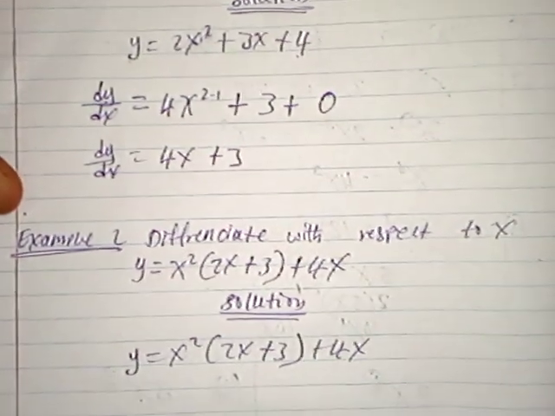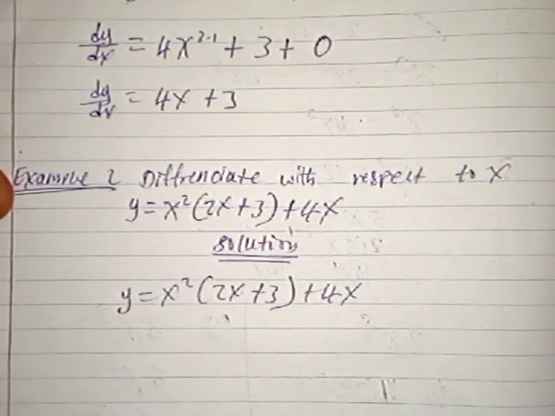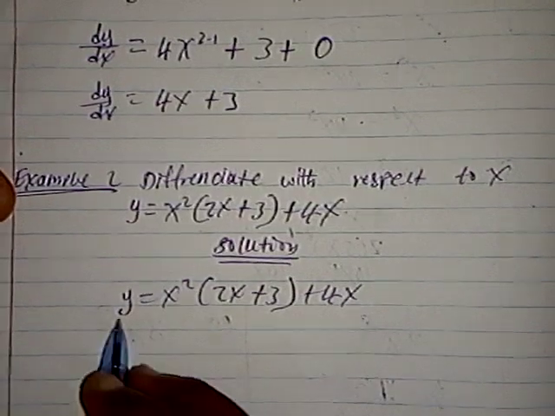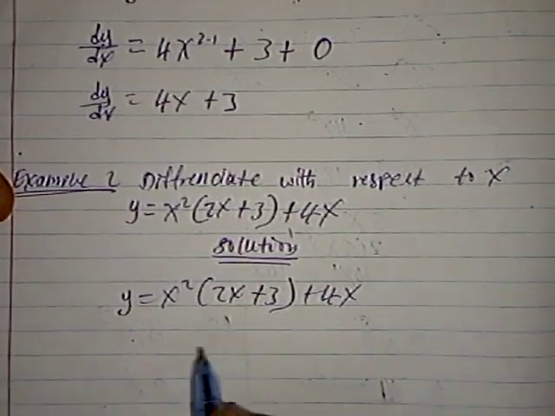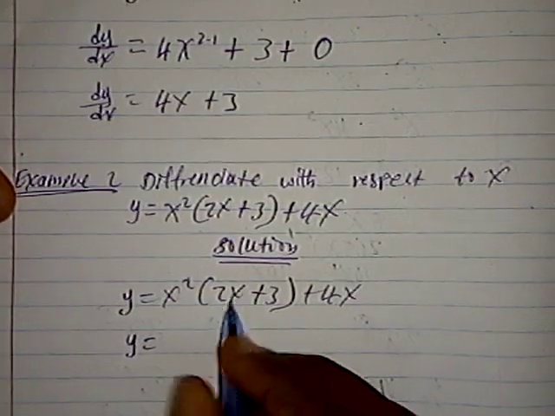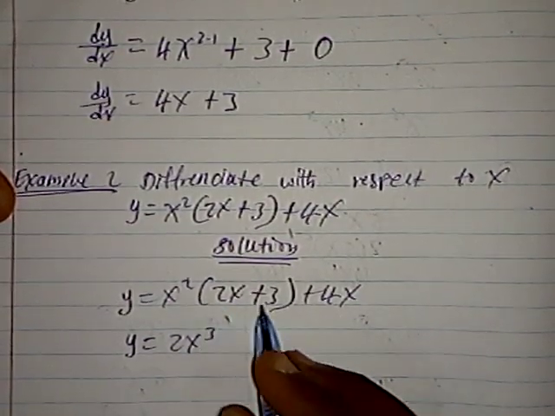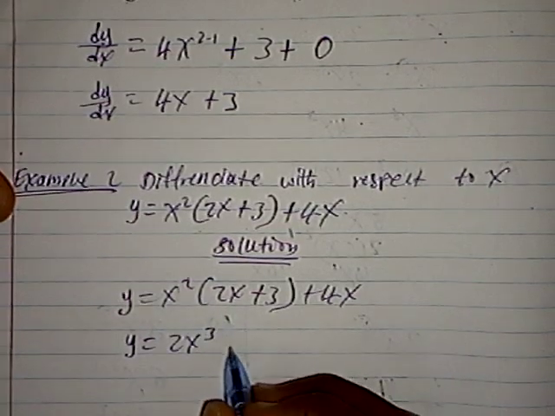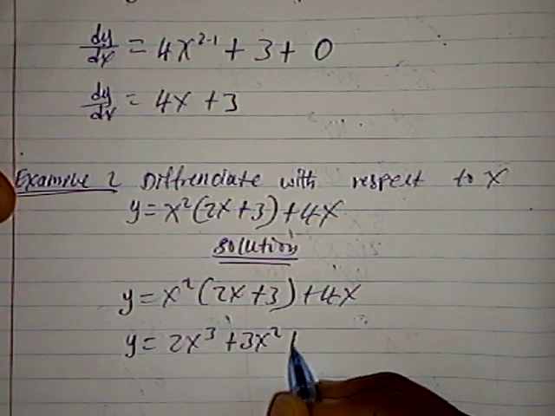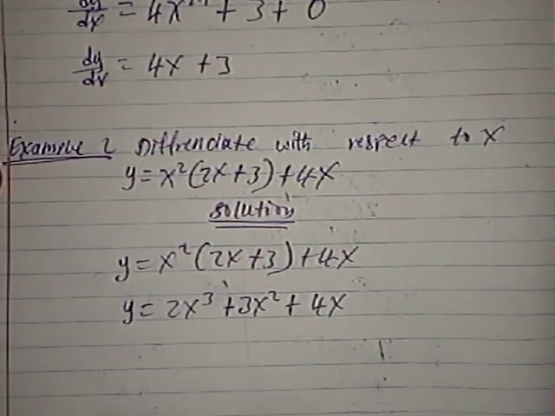What are we going to do? Anytime you see a bracket in differentiation, your first target here is to what? Remove the brackets, right, before you differentiate. Let us remove first the bracket before we differentiate. y is equals to x squared times 2x is what? 2x to the third power. x squared times x is just what? x cubed. Plus x squared times 3, 3x squared, plus 4x. Do you see? Is it understandable?